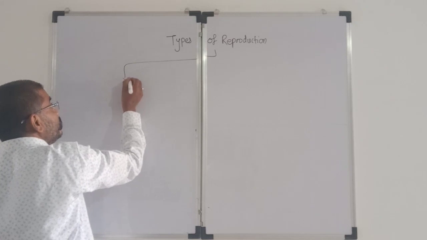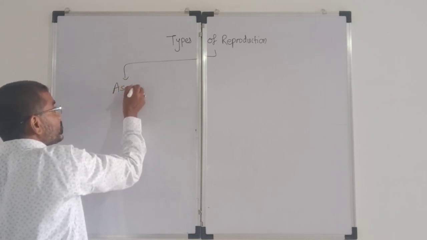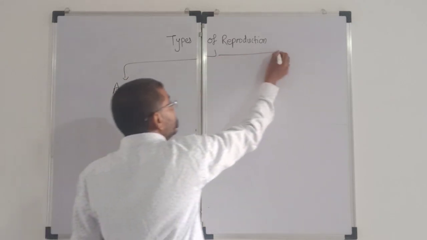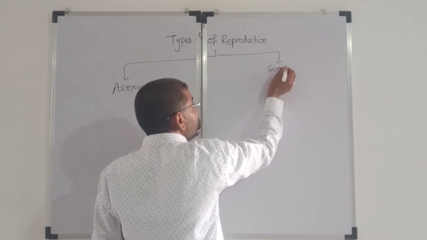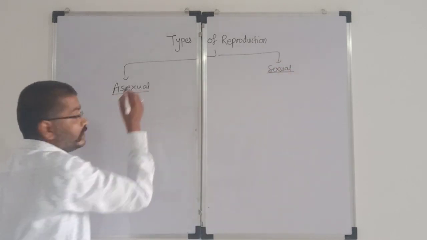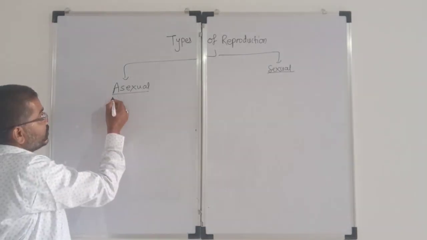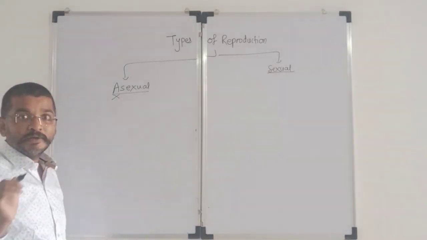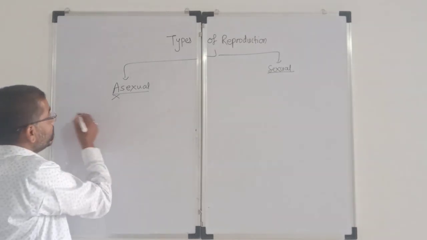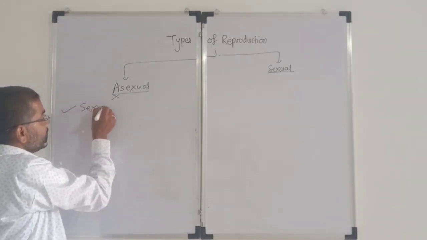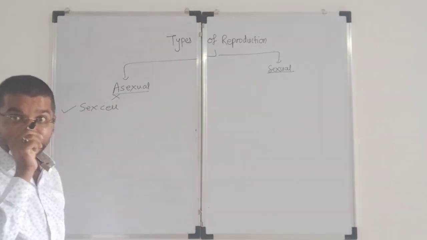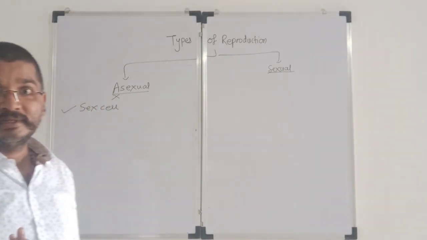Reproduction is divided into two categories, asexual reproduction and sexual reproduction. Asexual reproduction kya hai, that we'll see first. Asexual, a means without, the reproduction which takes place without the involvement of sex cell, usme sex cell ki zarurat nahi hai. Sex cell yani kya hai, gametes.